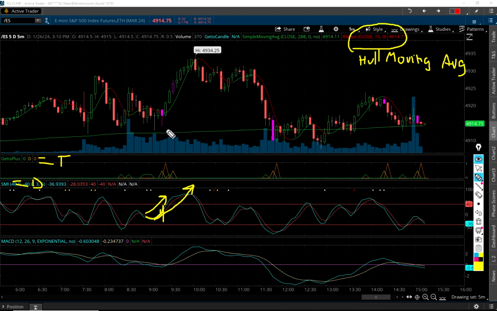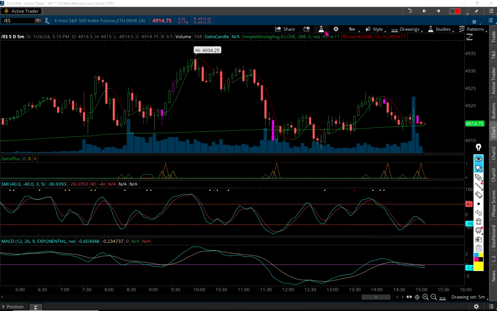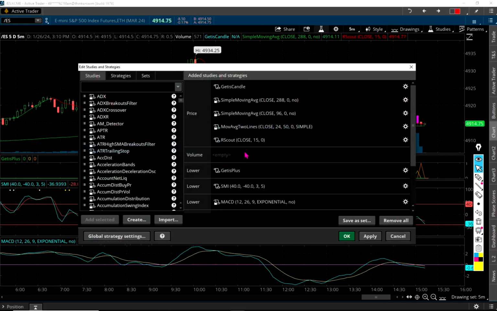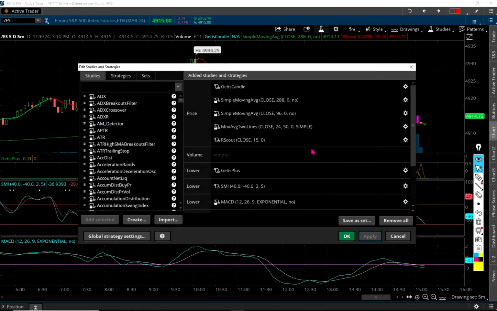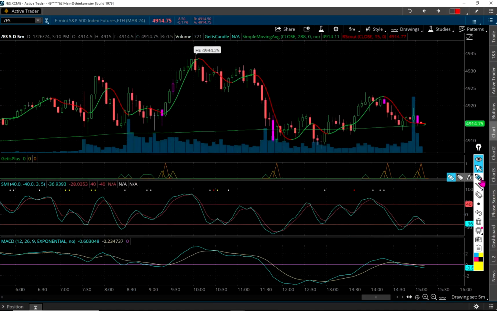So where is the Hull Moving Average on here? It's this line. Okay, everybody got it? All right. And I'll keep it on the 5-minute chart. That's the only chart I'm going to keep it on, at least for now. Let me just bump this up to make it nice, big, and bold. Okay, you can see it better now, right?